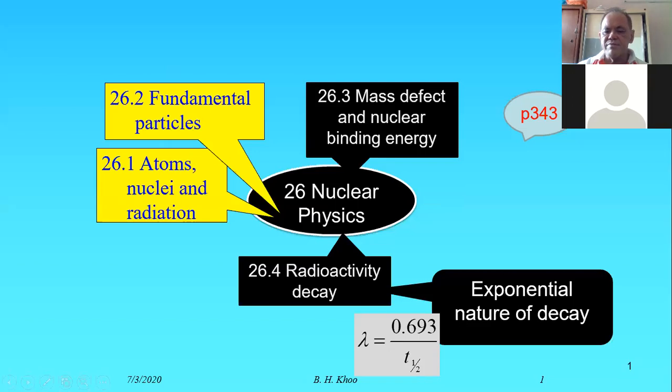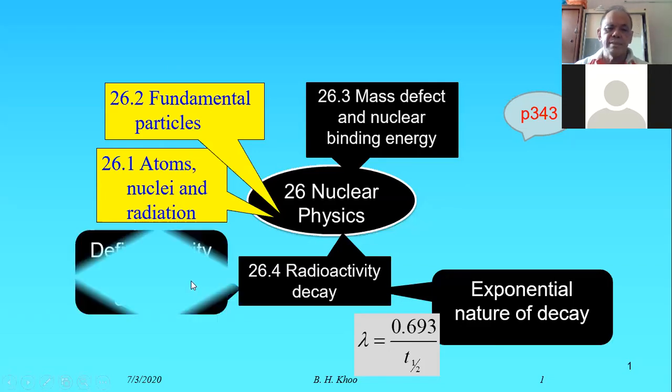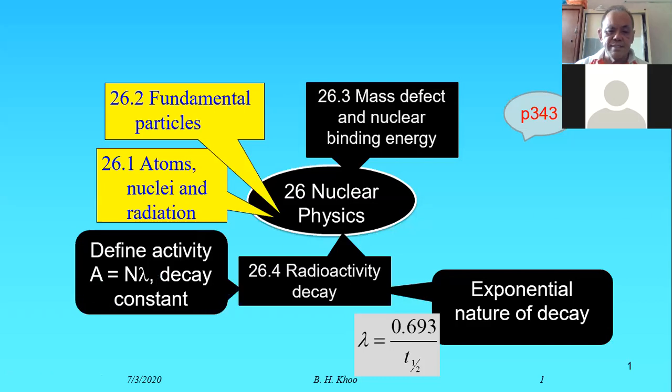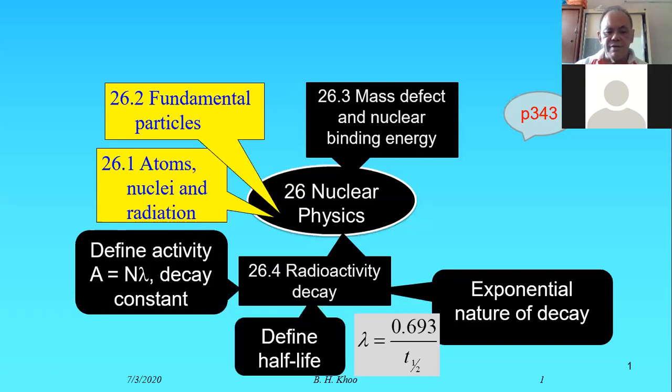Right? In radioactive decay, we look at the exponential nature of the decay, and we define terms like activity, decay constant, and half-life. There's a relationship between half-life and decay constant.